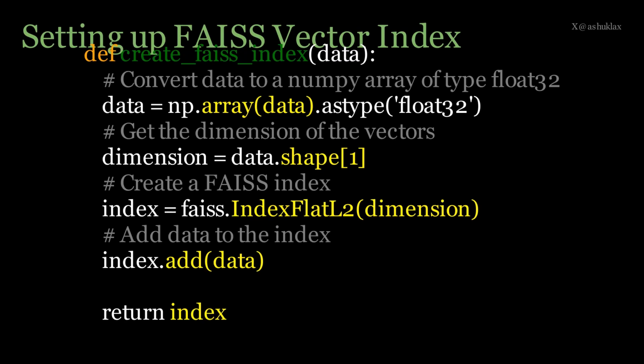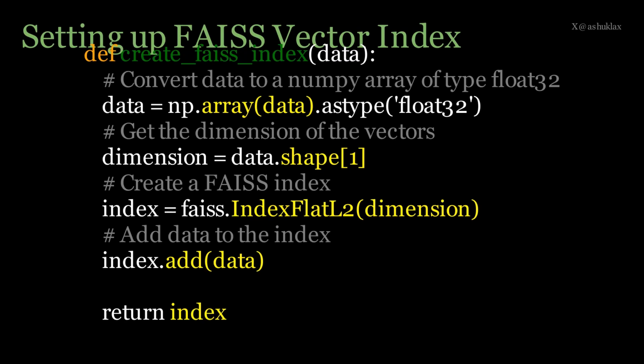Now we convert data to a numpy array of type float32. So data equals np.array, you pass the data, and you cast it with astype float32. This line converts the data to a numpy array with a data type of float32. This ensures that data is in the correct format for further processing. Now we need to get the vector dimension. So you write dimension equals data.shape[1].